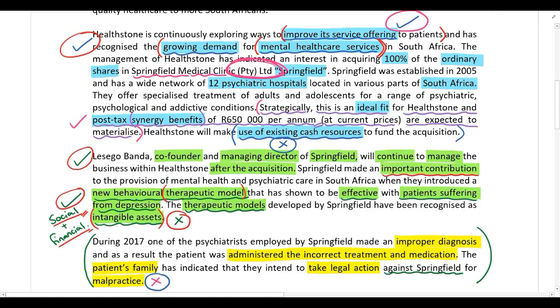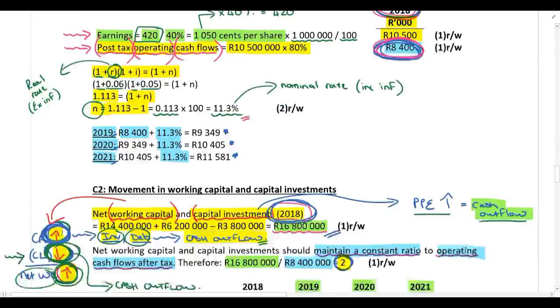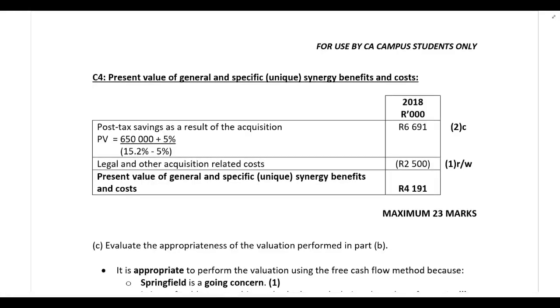So we need to perform a perpetuity calculation. All right, it's not a once-off benefit or a once-off saving. It's going to happen every year. It's per annum. So we need to perform a perpetuity calculation. So these are the post-tax savings as a result of the acquisition.